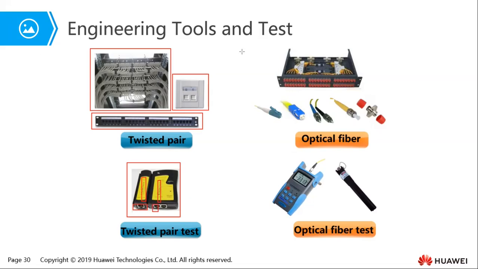Then we have the optical fiber. For the optical fiber, again, we also have what we call a fiber management tray. And we have several types of connectors. For twisted pair, the type of connector is simply RJ45. RJ45. For fiber, we have several.